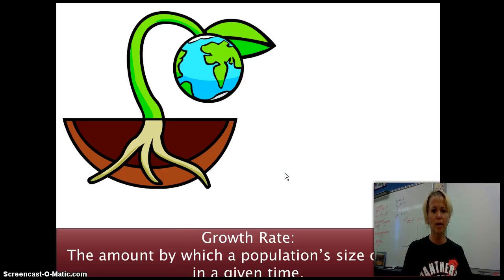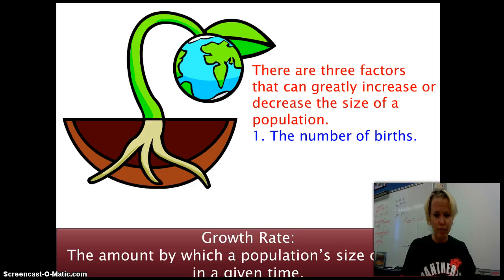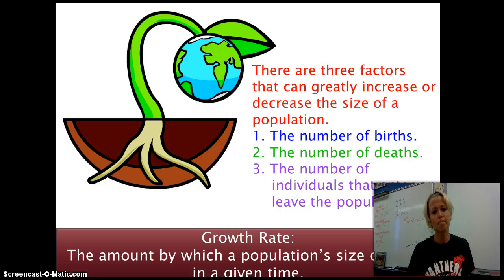And there we talked about that there were three factors that can greatly increase or decrease the size of a population. And these are pretty logical. The first one is the number of births, the number of deaths, and then also the number of people coming and going, that enter and leave. Makes sense. I use the example of Tracy.